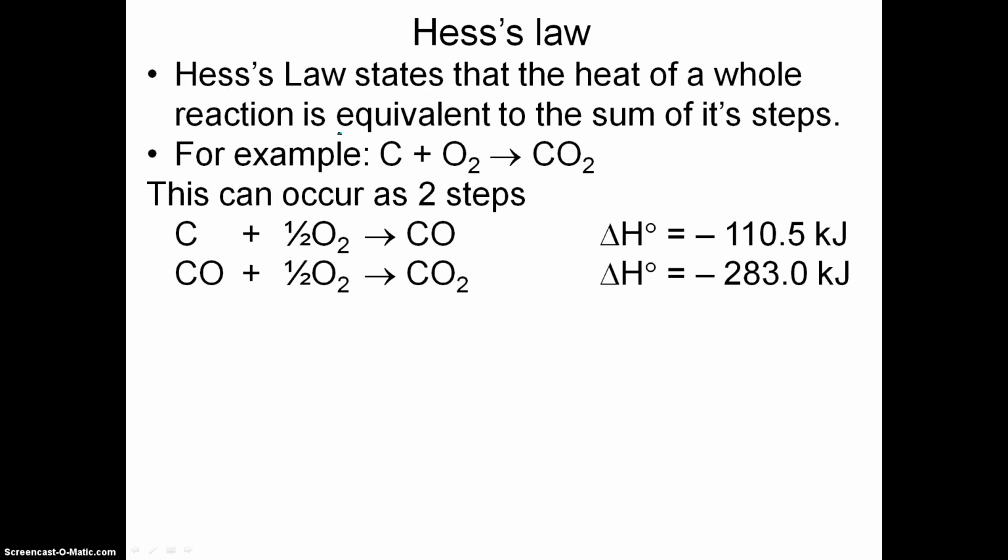So let's take an example with this one right here. Hess's Law states that the heat of a whole reaction is equivalent to the sum of its steps. Okay, so let's take the example of carbon plus oxygen to give you CO2. This doesn't actually happen in nature as a one-step reaction. There's actually two different steps to it. So you have carbon plus half O2 to give you carbon monoxide, so that's an intermediate. And then this carbon monoxide goes on to react with another half O2 to give you CO2.